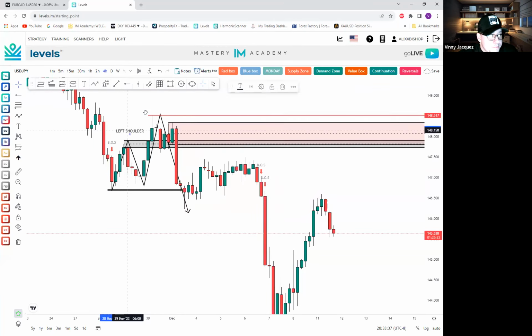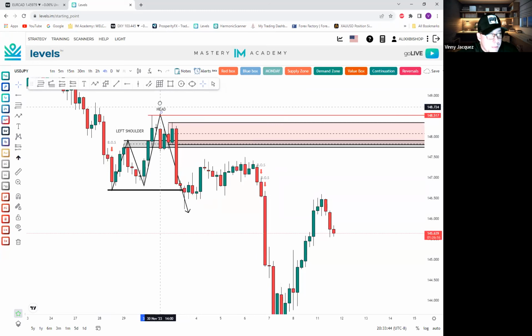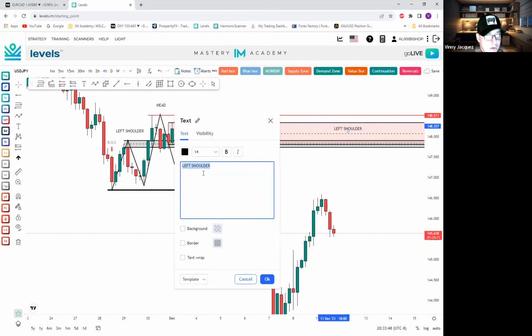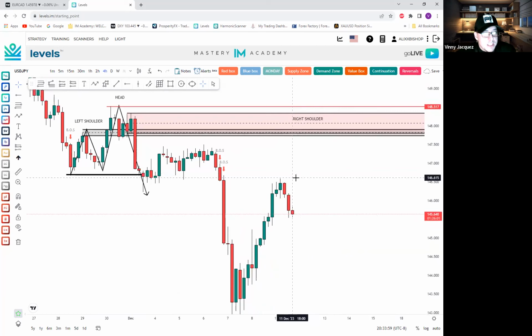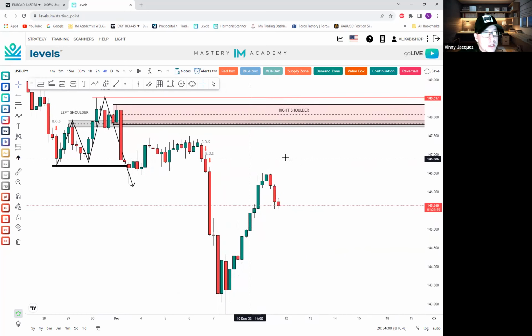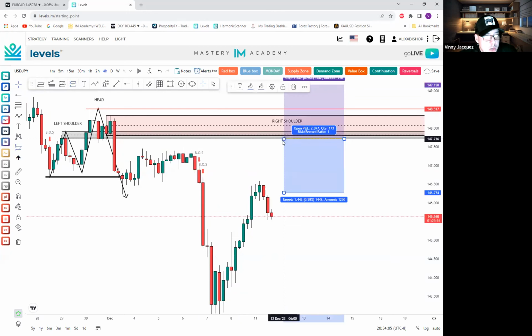Boom. Left shoulder, the head, and then whenever market wants to come back, this is going to be my right shoulder. Right shoulder. Awesome. So again, market's playing around with us. But look, we're waiting patiently. We got some sell zones wherever you want to enter.